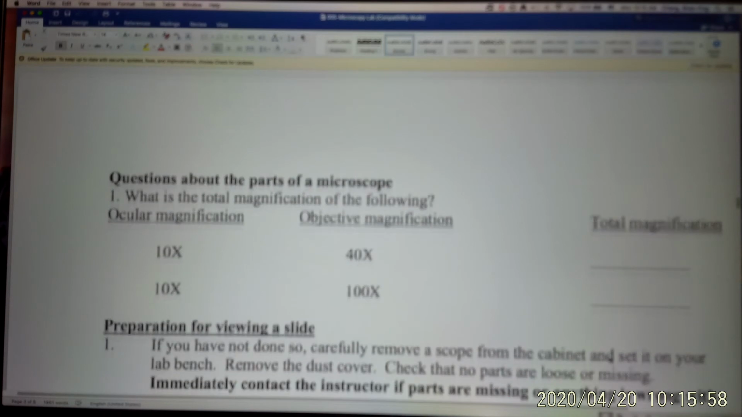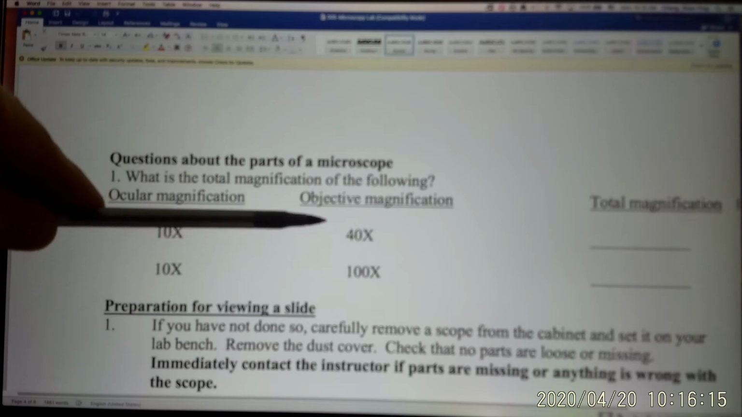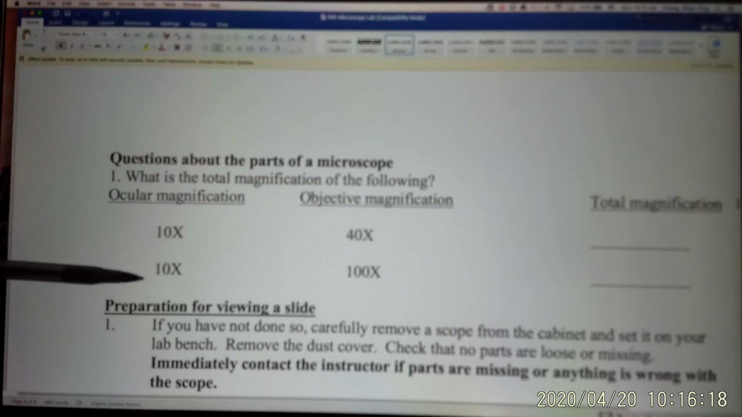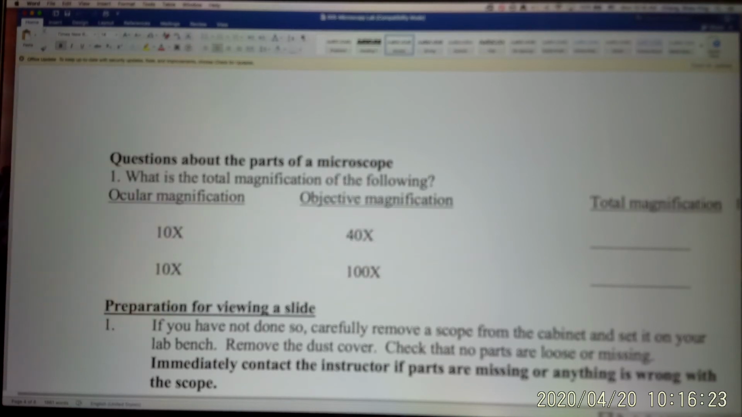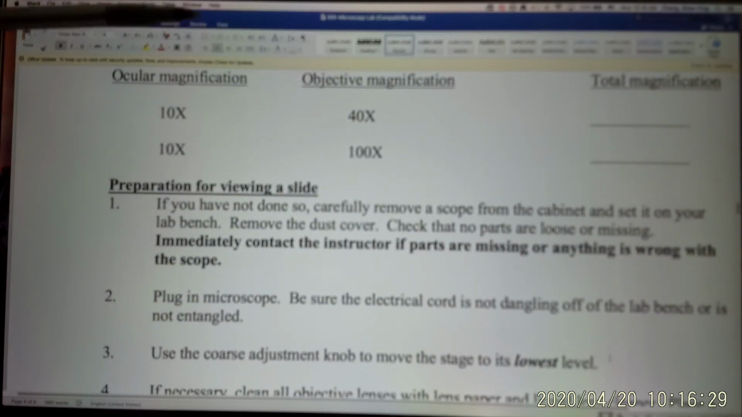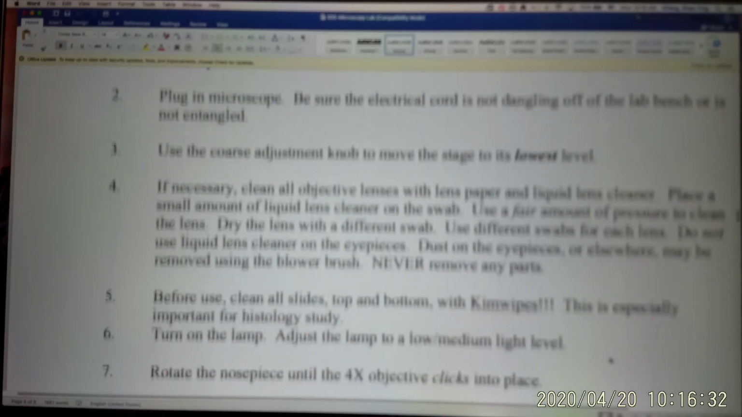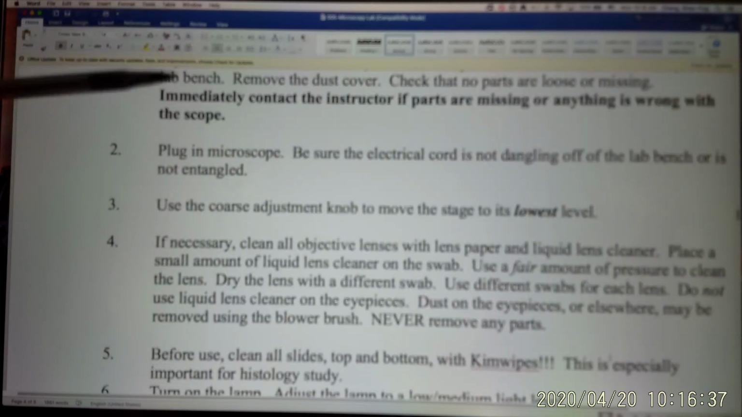And the power is based on multiplication. Your ocular lens is fixed in the lab. We have the 10x, so this one multiplies 10 times. If you use the 40x objective, your total magnification will be 10 multiplied by 40, and that's 400. If you use the 10x ocular and the 100x objective, you multiply these two together, and your magnification is 1,000 times. So your microscope is just a big magnifier. And this shows you how to prepare to use the microscope.